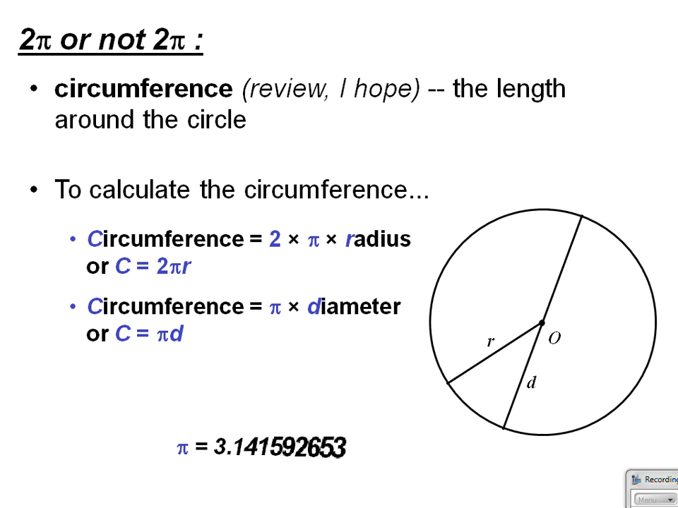Remember, please, that pi is 3.14159265358897, and so on and so forth. This is a very long, complex, irrational number that we sometimes approximate by just using 3.14.